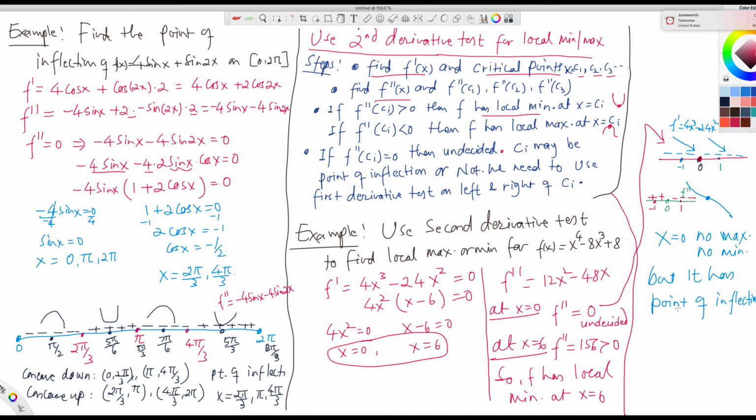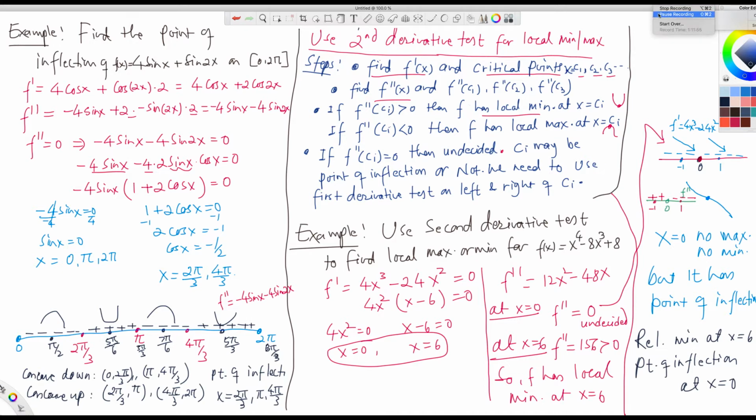Okay, so it doesn't have a local max, only the local min, right? So let me write down the final answer. Relative min at x equals 6, point of inflection at x equals 0. That is the final answer. We will do a couple more examples.